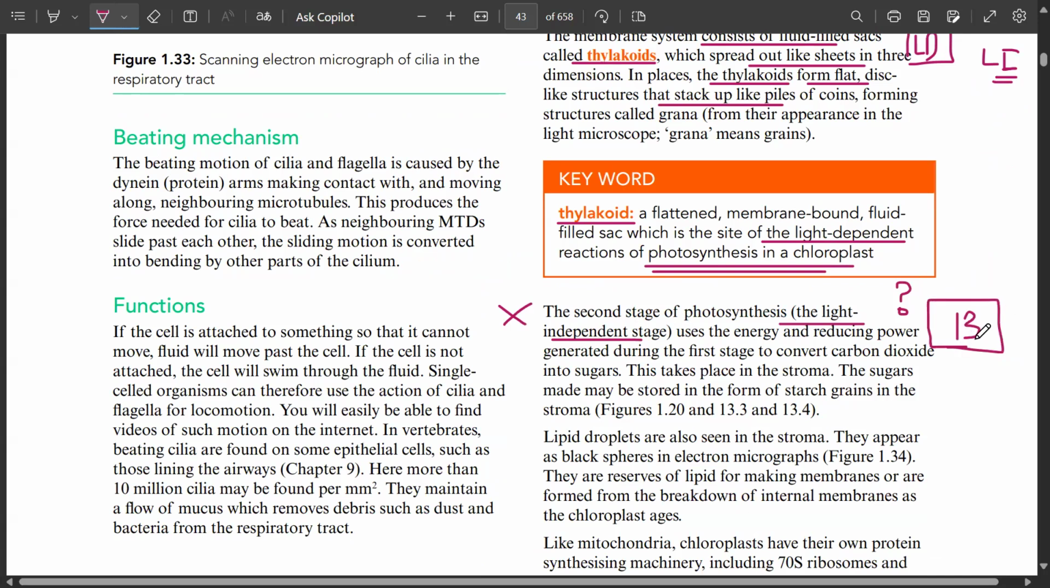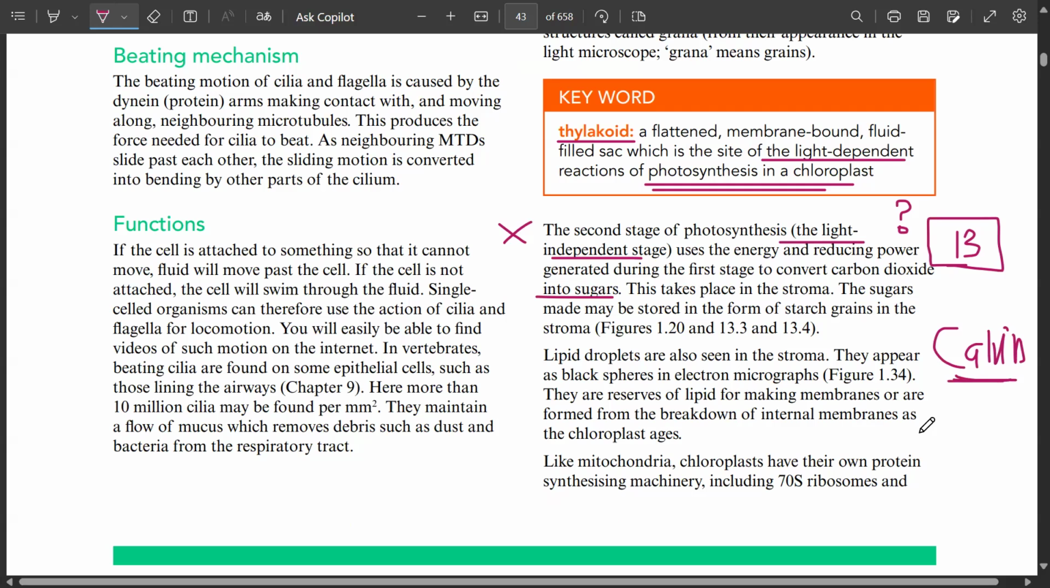But you should know that energy comes from the reducing power when we convert carbon dioxide into sugars, and there's a whole Calvin cycle that you'll study in A2. There's a whole Calvin cycle which is going to tell you how this light independent stage takes place. Plus, we also have a lot of energy that is stored as starch grains. And we have lipid droplets as well, which appear in the electron microscope. These lipid droplets also provide us with energy.